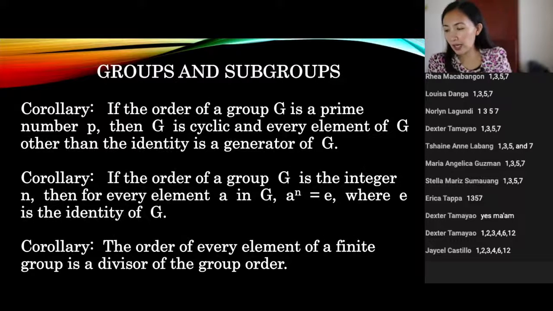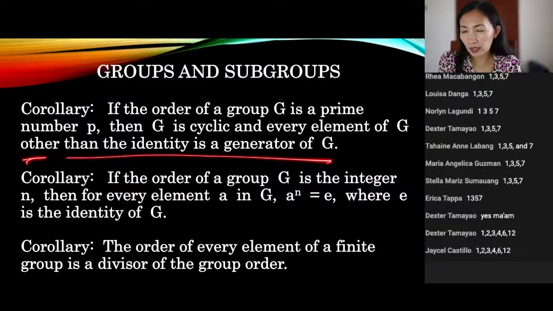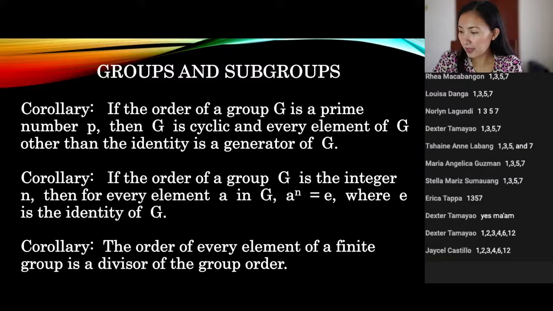Some other corollaries. If the order of a group G is a prime number P, then G is cyclic, and every element of G other than the identity element is the generator of G. Okay? Tama kaya yan? Yes, i-check natin with Z sub 5.